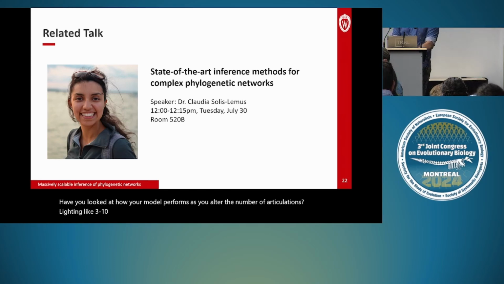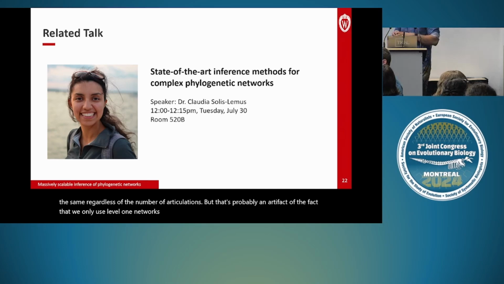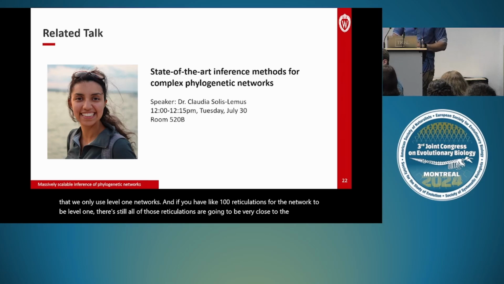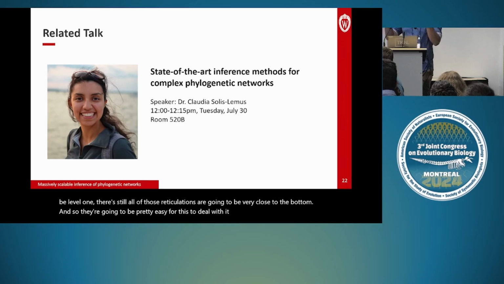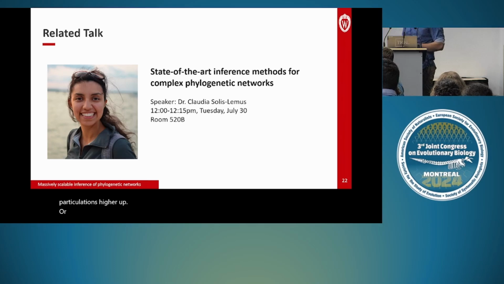Even more than that? Yeah, so in our simulations, it performs the same regardless of the number of reticulations, but that's probably an artifact of the fact that we only use level 1 networks. If you have like 100 reticulations, for the network to be level 1, all of those reticulations are going to be very close to the bottom, and so they're going to be pretty easy for this to deal with. It really falls apart when there's reticulations higher up. Yeah. Or between distant species or taxa.